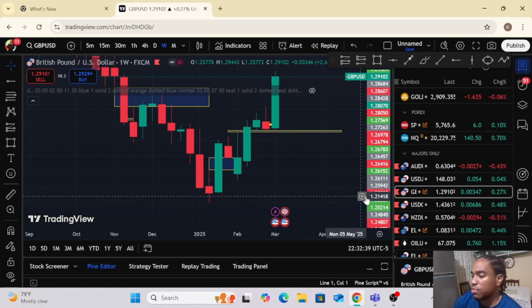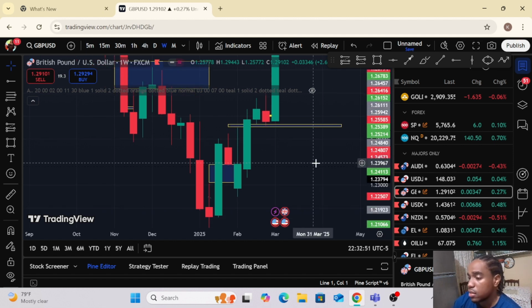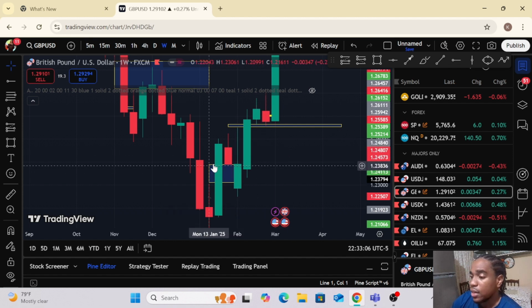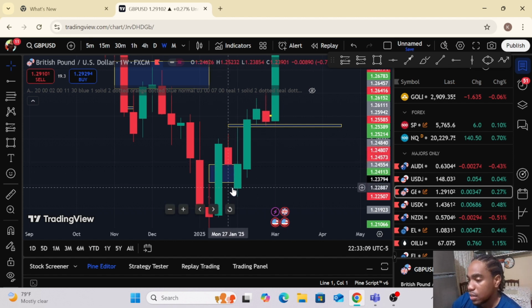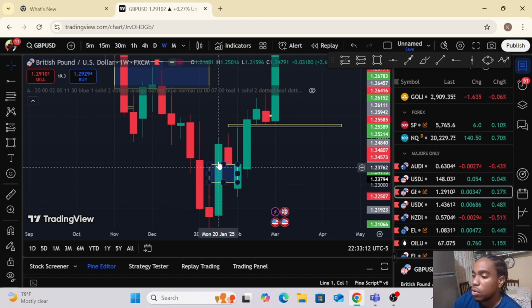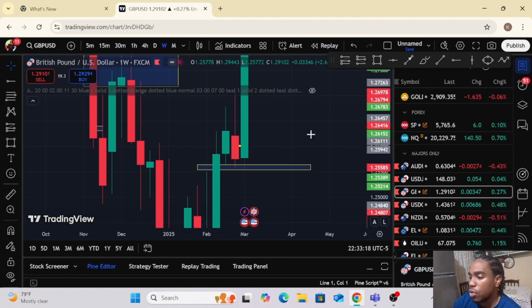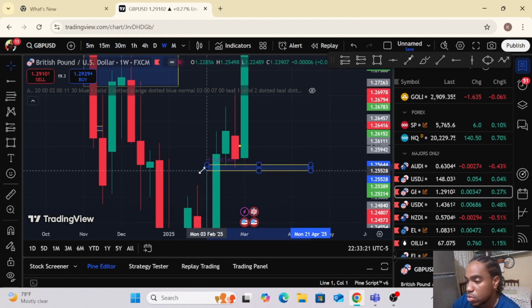Oftentimes what I like to see is two fair value gaps on the high time frame, or two imbalances, however you like to say it. That would usually indicate to me that price is trying to go higher so badly that when it pushes up, it doesn't get a chance to rebalance itself. It pushes up so fast that it has to rebalance later. So I got it here, that's the first one, and we got it right here as well, although this one is a lot smaller.